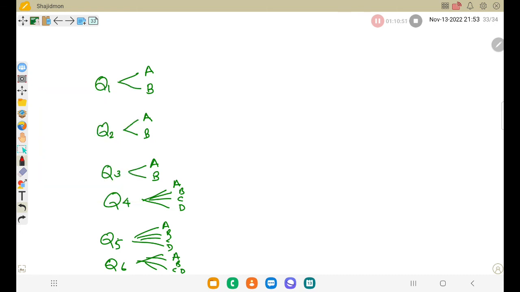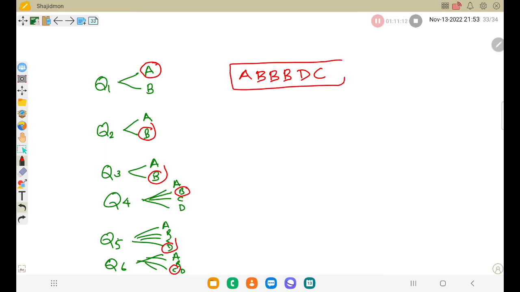For example, question 1, suppose A is the answer. Question 2, for example, B is the answer. Question 3, B is the answer. Question 4, B is the answer. Question 5, D is the answer. Question 6, C is the answer. See, this is one sequence of the answer, one possibility: A, B, B, B, D, C, correct?